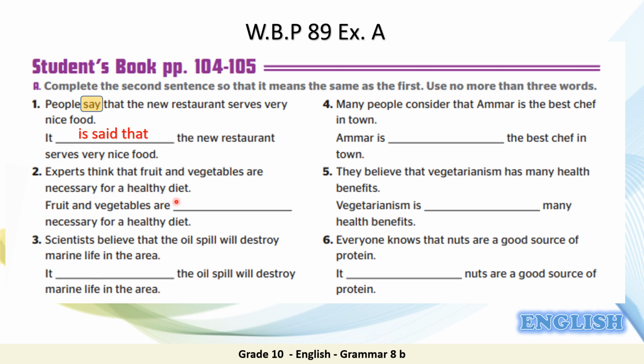So here we're going to start with fruit and vegetables. So fruit and vegetables, is it personal or impersonal? That's right, it's personal. And which verbs are we going to change here? We're going to change think to the passive form, and we're going to change are to the base form or to the infinitive. So the correct answer here is are thought to be.